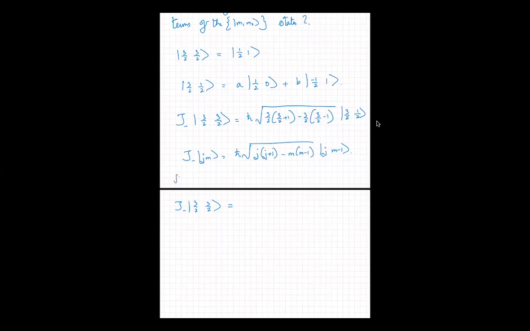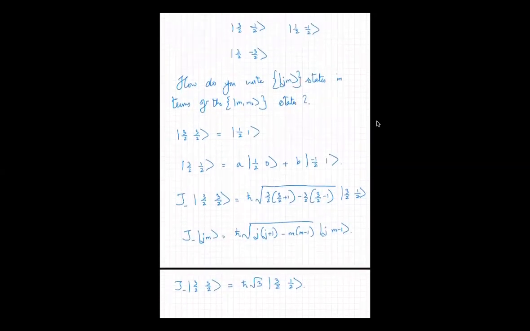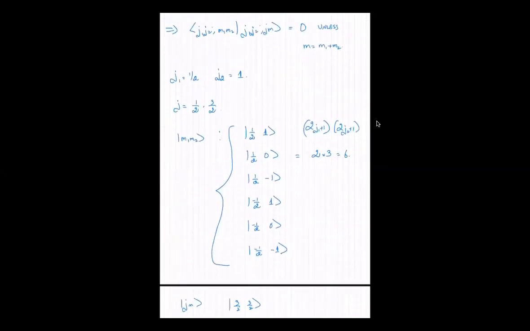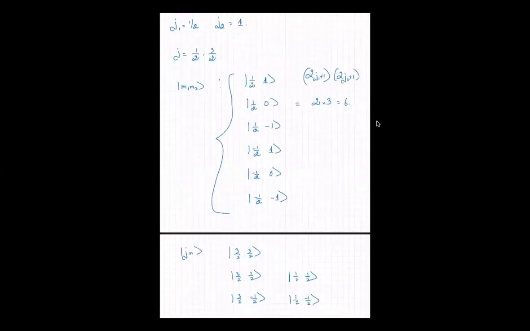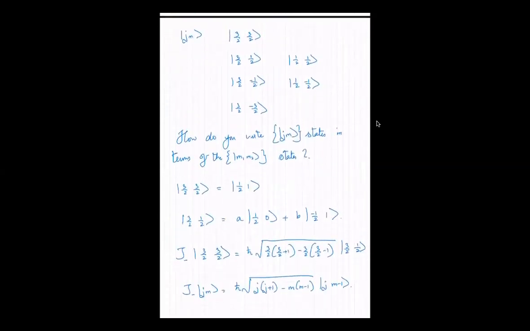So square root of 2 times 3/2. This is square root of 3. H bar square root of 3, 3/2 1/2. Okay. And you might say, what's the big deal? Because our job is to write the states in the JM basis as a linear combination of the M1, M2 basis. So what does going down in this ladder give us?